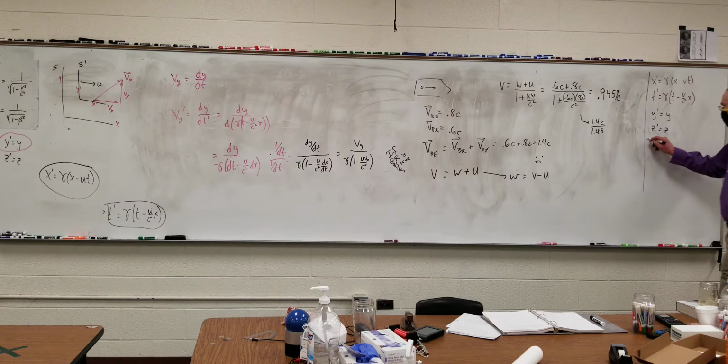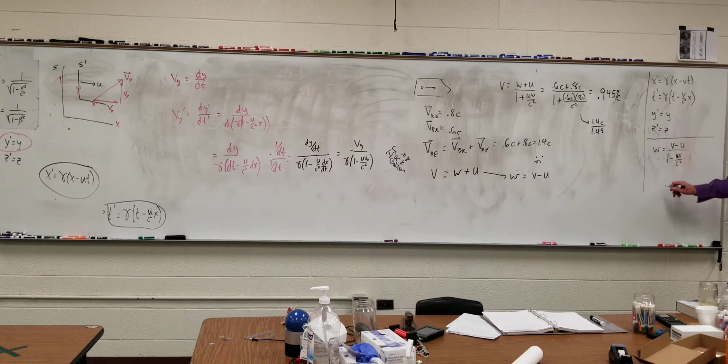All right, so these are important enough, I'm going to write them up here. So we had w equals (v minus u) over (1 minus u v over c squared), and vy prime equals vy over gamma times (1 minus u vx over c squared).